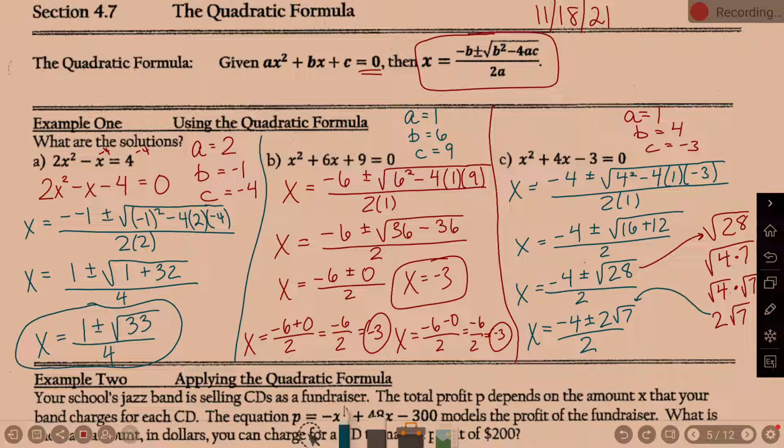You can think about it a couple of different ways, but if I divide everybody by 2, or the fact that my denominator is 2, what's negative 4 divided by 2? Negative 2, plus or minus 2 square root of 7 divided by 2. 1 square root of 7, or just square root of 7. So the answer is X equals negative 2 plus or minus the square root of 7. Is that 2 answers? Yes. One of my answers is negative 2 plus the square root of 7. The other answer is negative 2 minus the square root of 7.